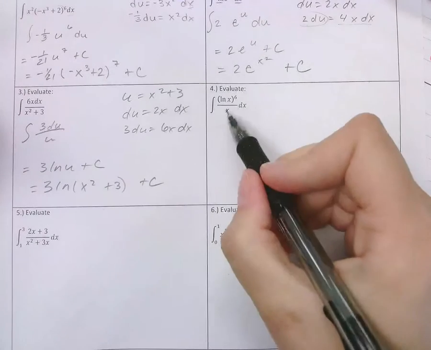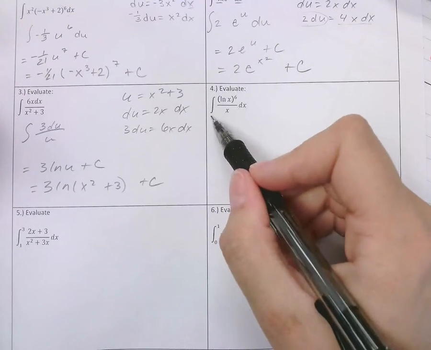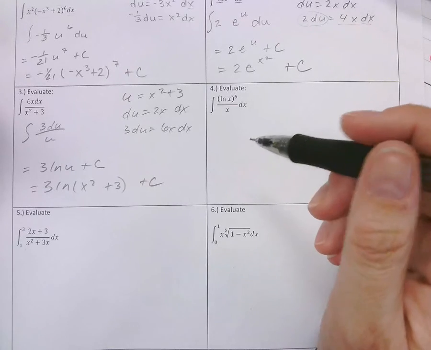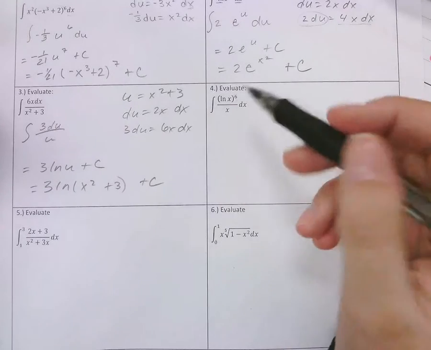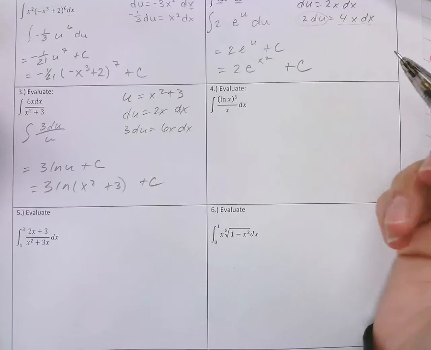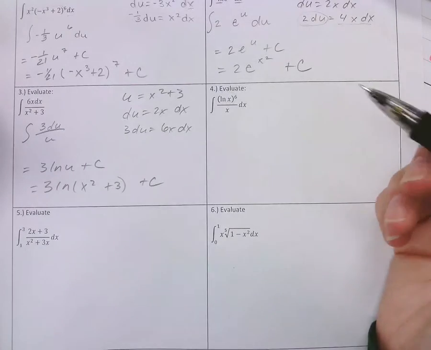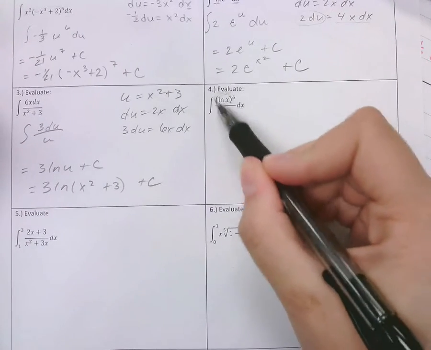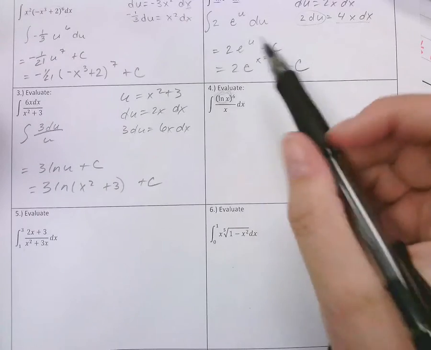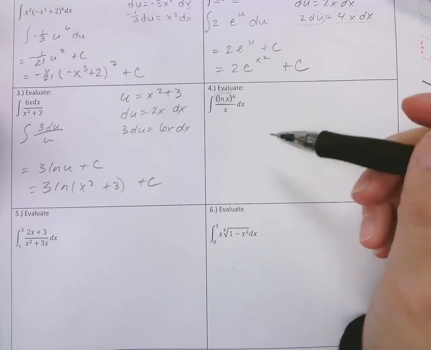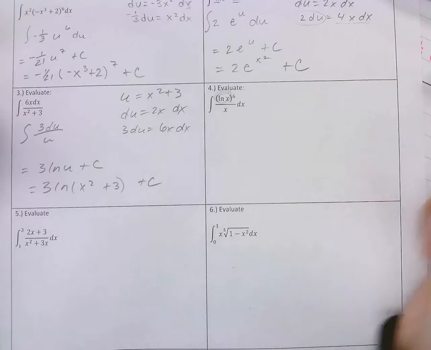Now if you have a natural log in there, you make that your u always, because we don't have any other option. We don't know how to integrate the natural log of x. We haven't learned that. So we need to get rid of this. We need to substitute something in for it. So if in your integral you have a natural log, you always choose that as your u.